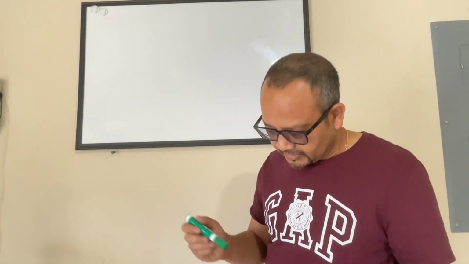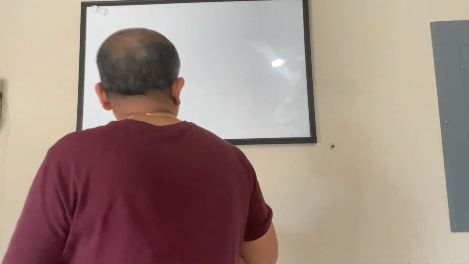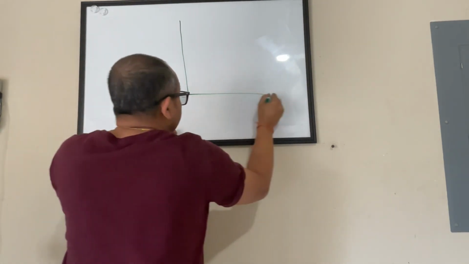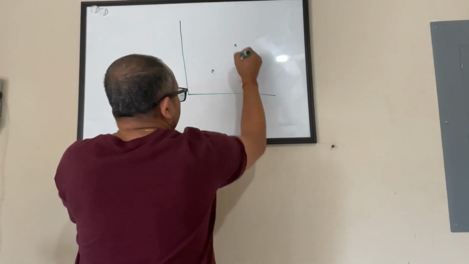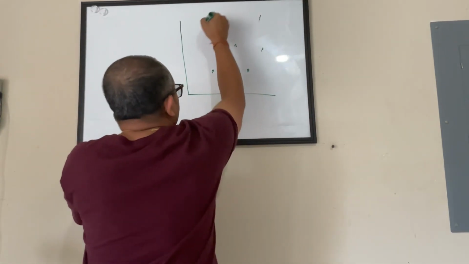So let's look at scatter plots. Tell me, what do you know about scatter plots? Well, I don't know the definition, but I know what the picture looks like. It's just like dots that are scattered around.